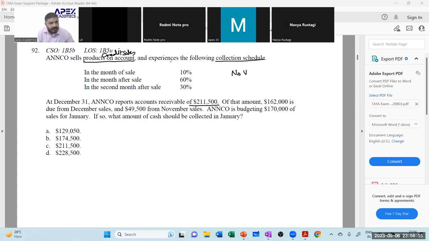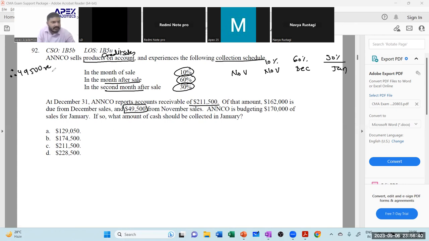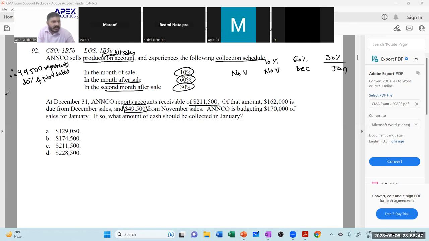November. Everything is credit. 10% is collected in November itself. 60% is collected when? December, month after sale. And 30% is collected when? It will be collected in January. My dear friends, this 49,500 represents what? Therefore, 49,500 represents 30% of November sales. Agreed or disagreed?